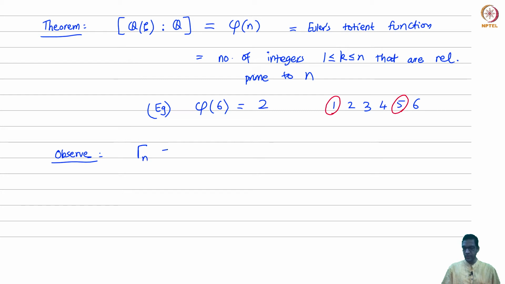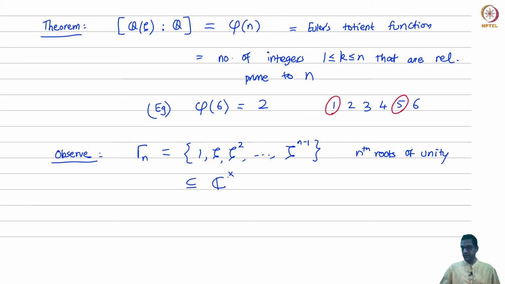The roots of unity that I just wrote out, 1, zeta, zeta squared, let's call that gamma n. These are what we call the nth roots of unity. Well, they form a multiplicative group, right? Think of it as a subset of the multiplicative group of non-zero complex numbers. So this forms in fact a cyclic group.